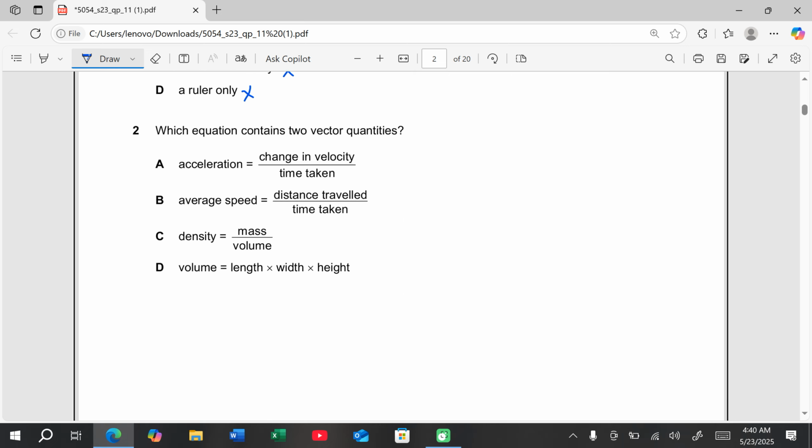Which equation contains two vector quantities? In this, acceleration is a vector quantity and velocity is also a vector quantity, but time taken is not. Let's see the other ones. Average speed is not a vector quantity, distance is not, time is not, density is not, mass is not, volume is not, length is not, width is not, height is not. So A is the only answer.